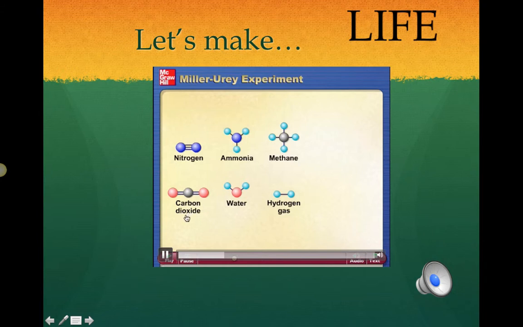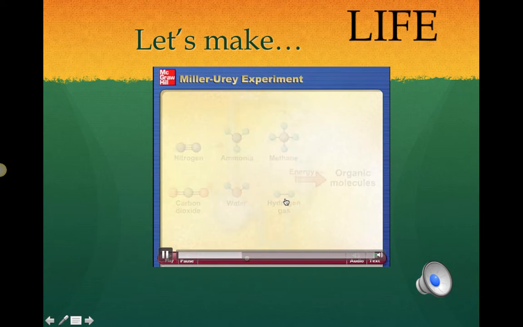In this apparatus used by Miller and Urey, they tried to test the theory that organic molecules could have been produced when very simple molecules came together. They tested this hypothesis in 1953.